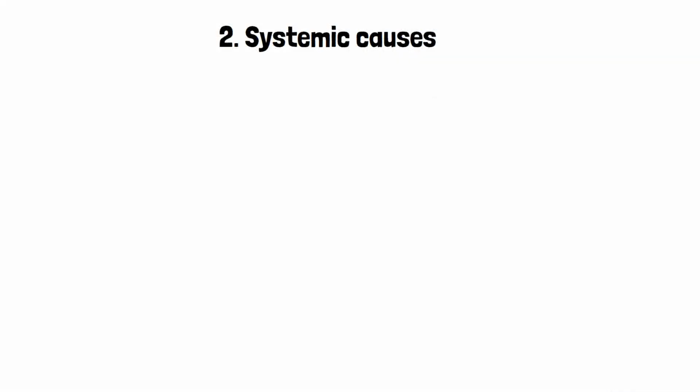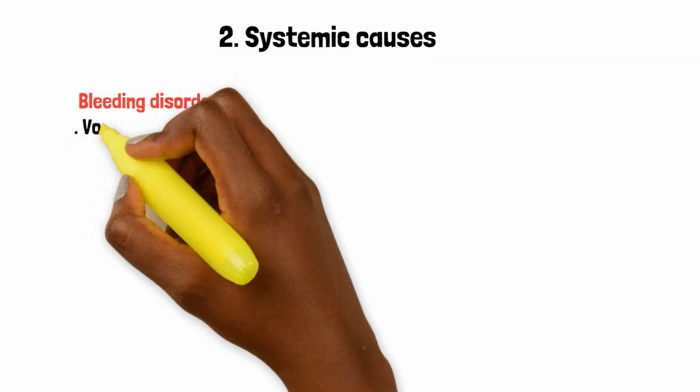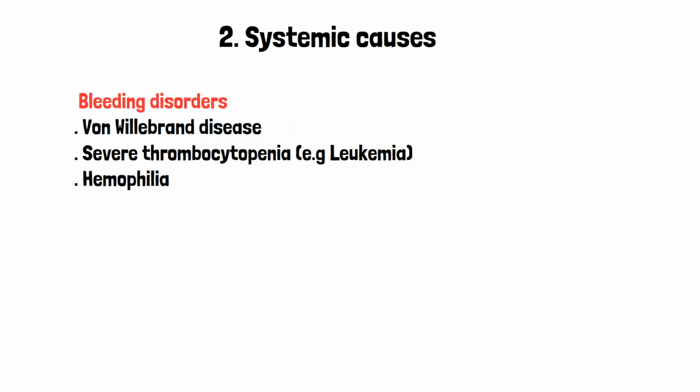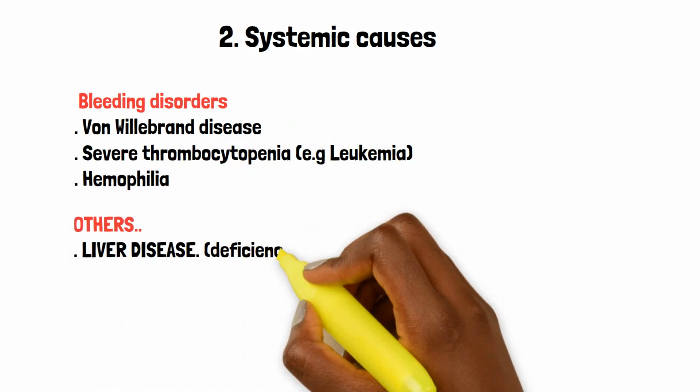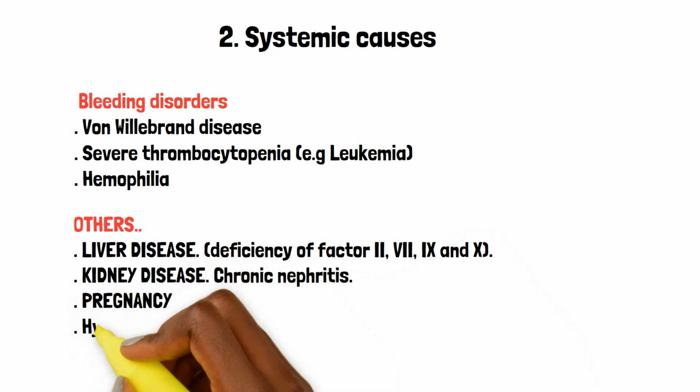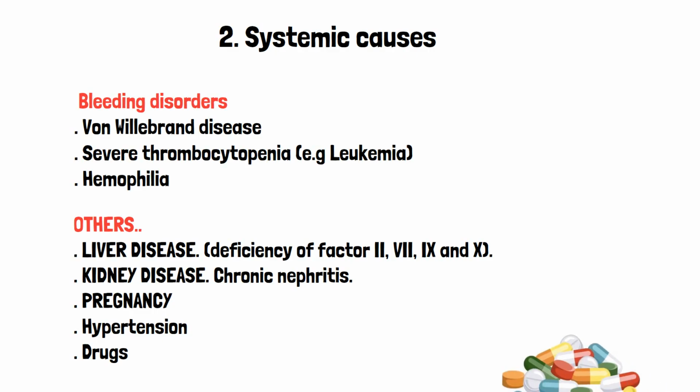On systemic causes, we have bleeding disorders such as von Willebrand disease, severe thrombocytopenia like leukemia, and hemophilia. Other causes such as liver disease, for example clotting factors deficiency, kidney disease like chronic nephritis, pregnancy, hypertension, and drugs.